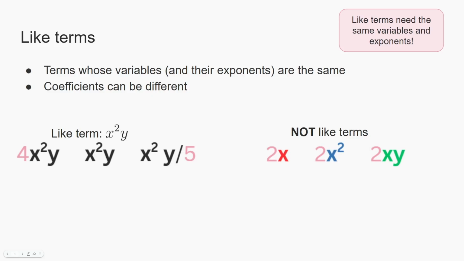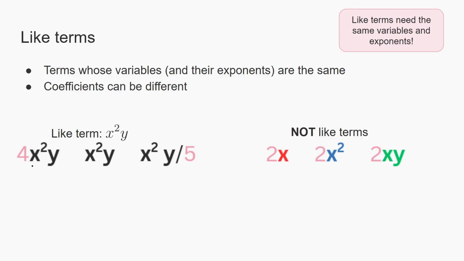When adding or subtracting polynomials, we often need to combine like terms. So let's go over what like terms are. Like terms are terms whose variable and their exponents are the exact same. The coefficients can be different. So let's go over this left side. We have 4x squared y, and x squared y divided by 5.